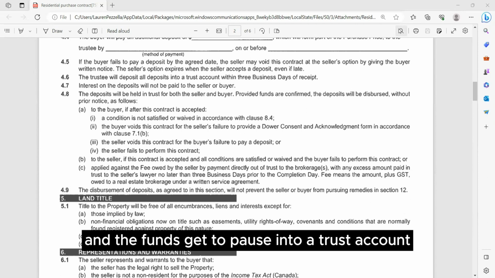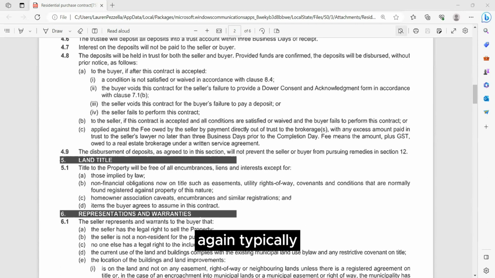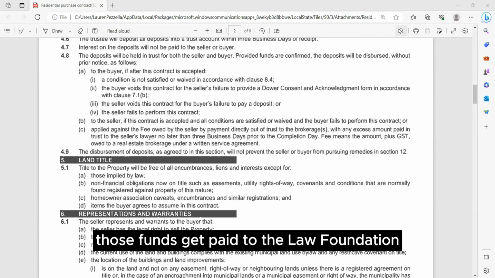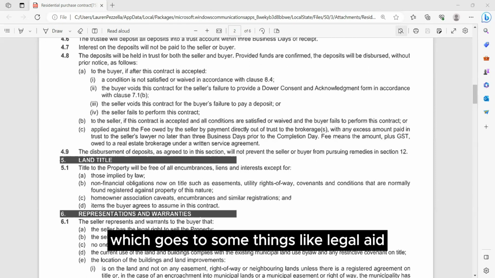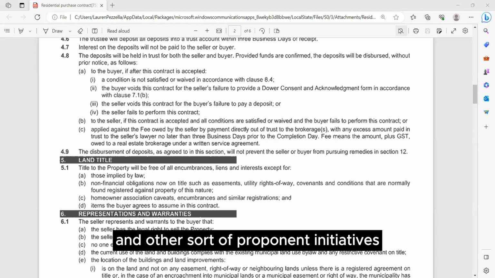And the funds get deposited into a trust account, and interest on the deposit is not paid to the seller or buyer. Again, typically as a lawyer, those funds get paid to the law foundation, which goes to fund things like legal aid and community legal clinics and other sort of pro bono initiatives. So overall, socially beneficial.